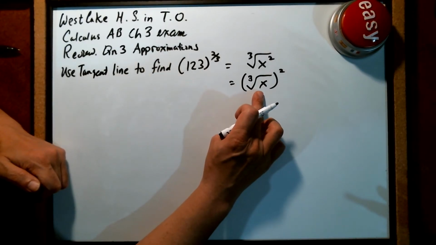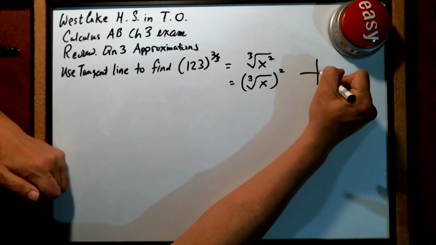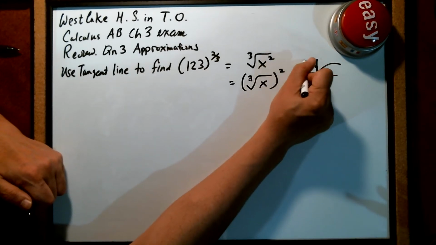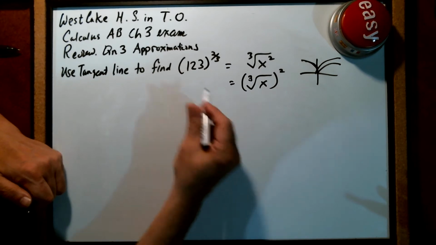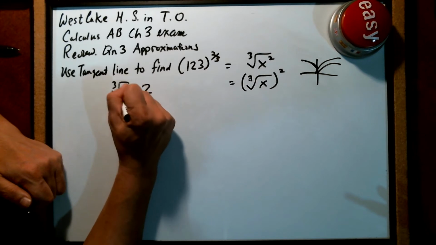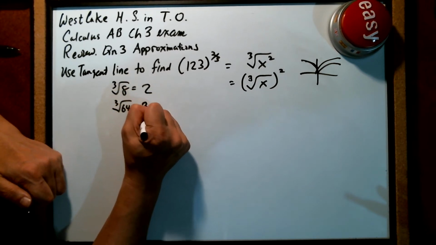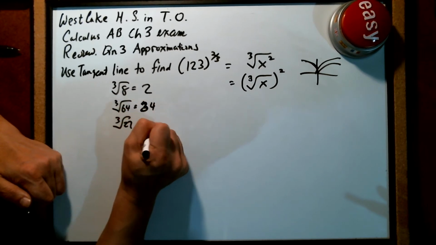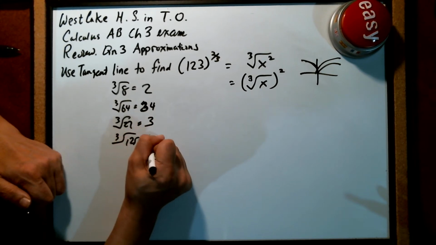Before we do that, we're going to look at the cube root function a little bit. The cube root function looks something like this, and it should be symmetrical to both sides. We know that the cube root of 8 is equal to 2. The cube root of 64 is equal to 4. The cube root of 27 is equal to 3. The cube root of 125 is equal to 5.